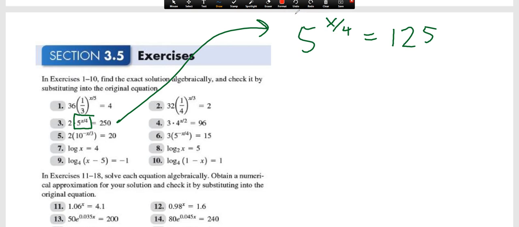Next. Is there a common base between 5 and 125? Yeah. What is it? 5. Okay, so 5 to the what? 3rd. Okay, so what does that mean about x over 4? What is x over 4? Nobody knows what x over 4 is? 3. And so now we know that x is 12.